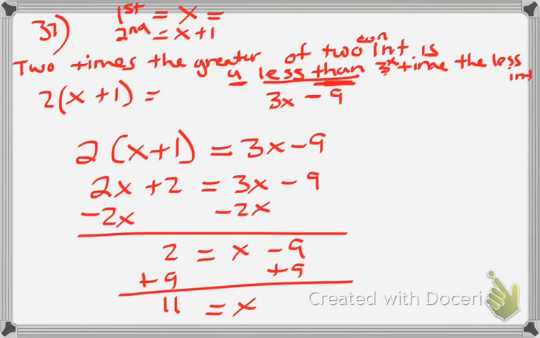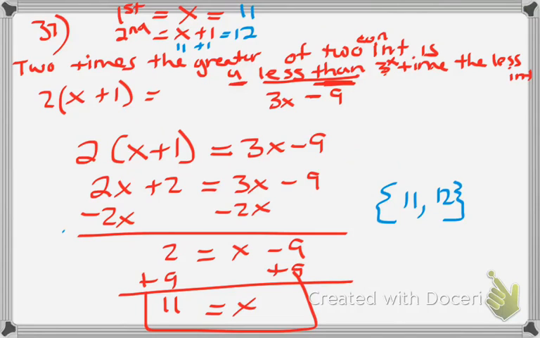Now I'm not done, because we said 11 is our x, so the second integer has to be 11 plus 1, which is 12. And so my answers that go in the answer column are 11 and 12. Those are the two consecutive integers. And that was the homework, those were 3 really hard problems from the homework. That's it.